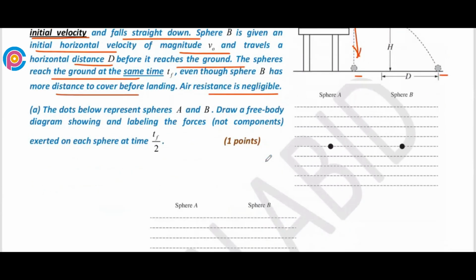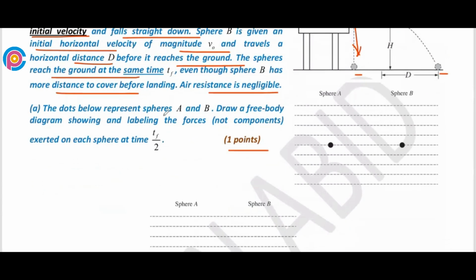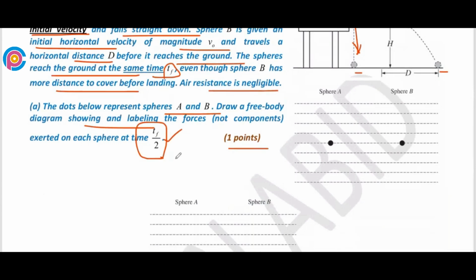Part A is a one point question. The two dots represent spheres A and B. Draw a free body diagram showing and labeling the forces exerted on each sphere at time equal to half of TF, because TF is the total time they spend in the air, but he is asking at the time TF by 2.